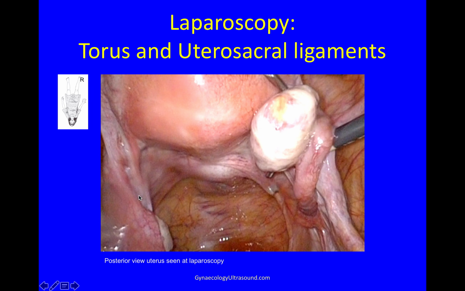And at laparoscopy, the patient would be in this orientation. We look into the abdomen this way with the patient's right on the right side of the screen. So we're looking here at the back of the uterus. This here is the torus, and this is a uterosacral ligament, the right one, and this is the left uterosacral ligament, and where they join onto the cervix is here, and this is where you get endometriosis. And this is the pouch of Douglas. You can see there's nothing wrong there.